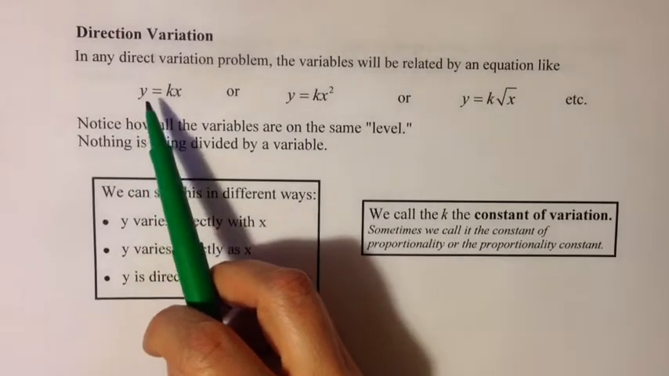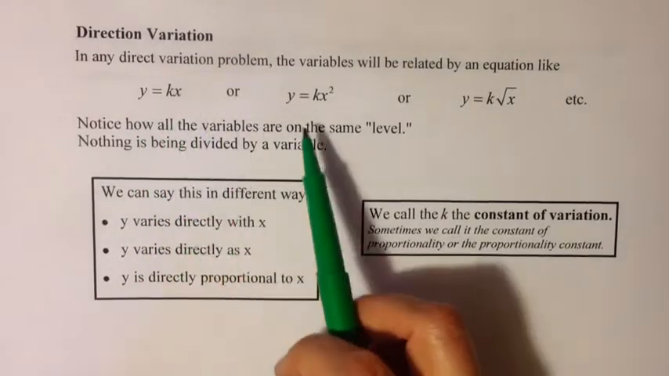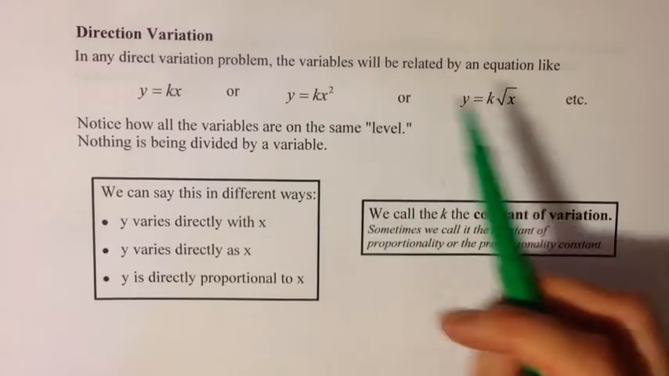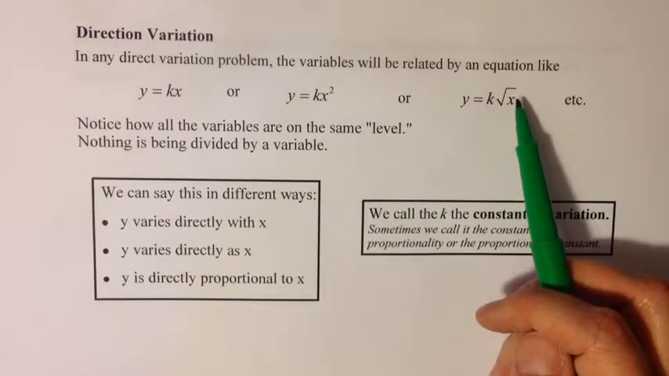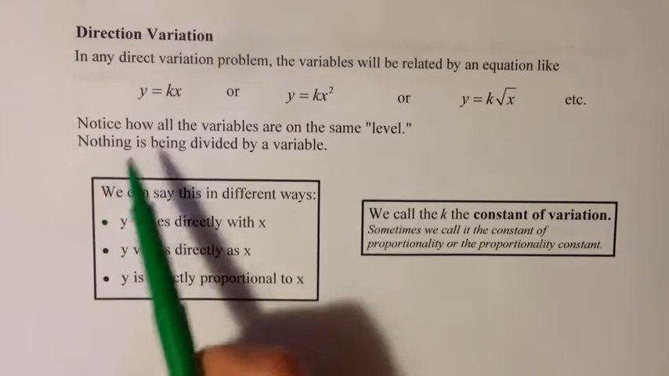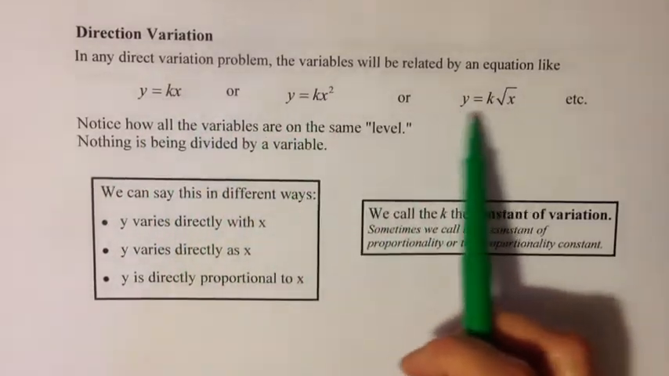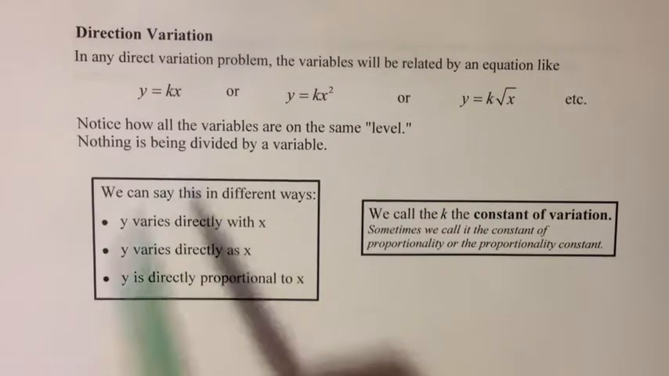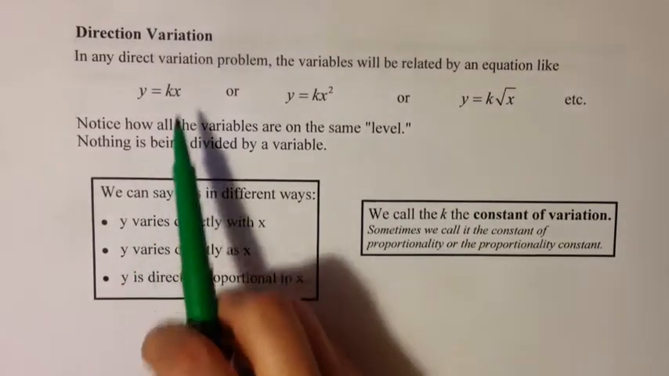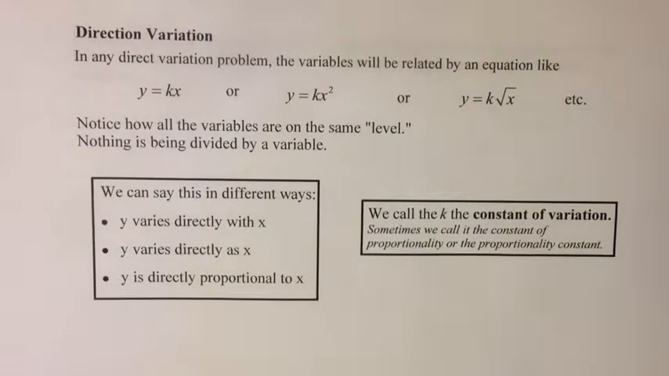You might have y equals some number times x, or y equals some number times x squared, or y equals some number times the square root of x, and so on. The big deal is that all of the variables are on the same level, so the y and the x are on the same level of the equation, and nothing is being divided by a variable. Notice that each of these equations has a k in it. That k isn't a variable, it's a constant. We call it the constant of variation, or sometimes the constant of proportionality, or the proportionality constant. In the example where you were paid $10 per hour, the 10 was the constant of variation.